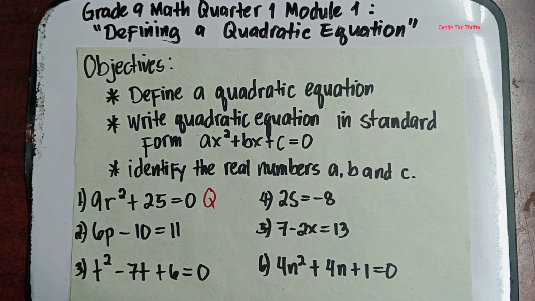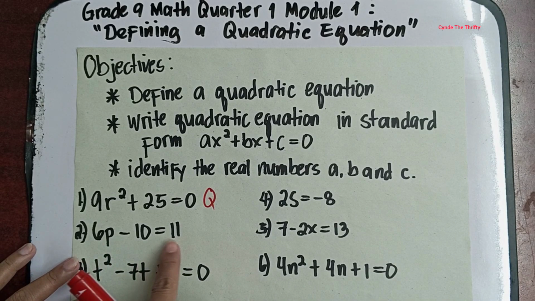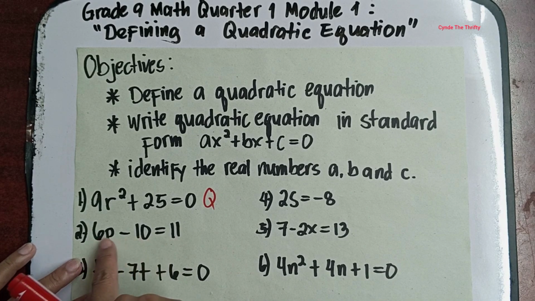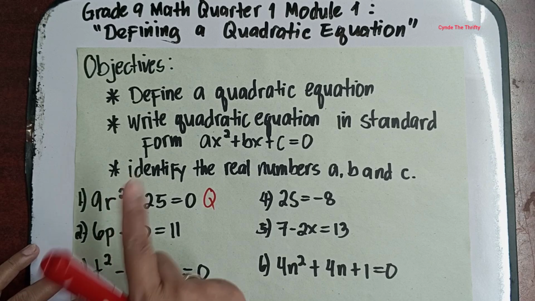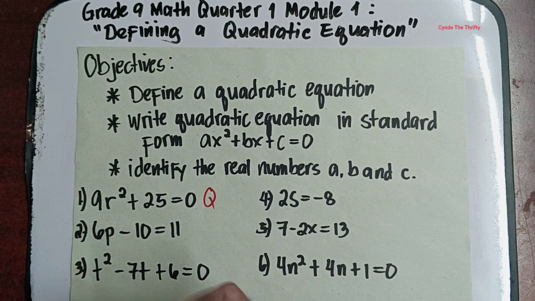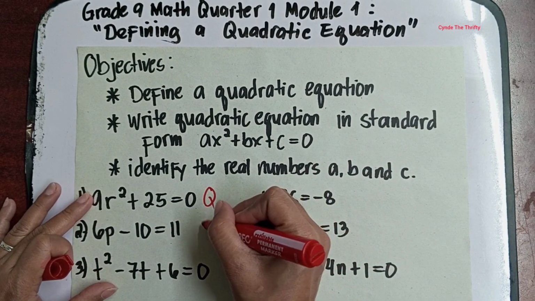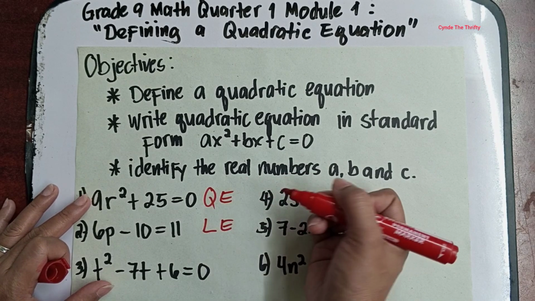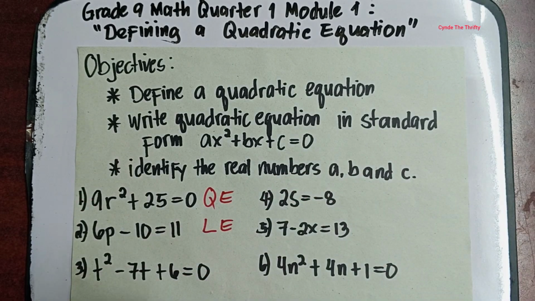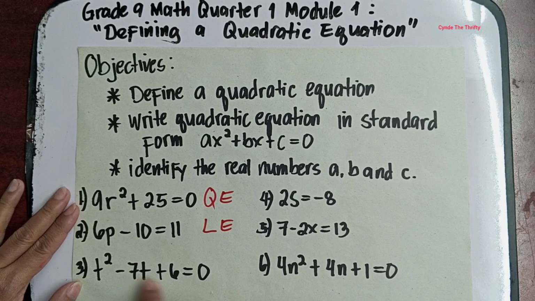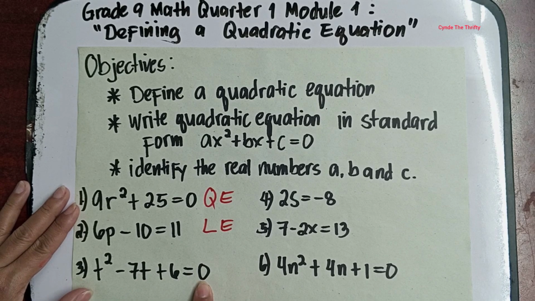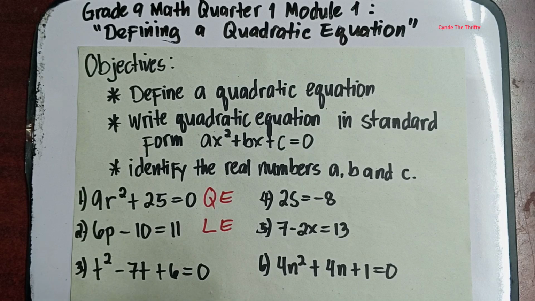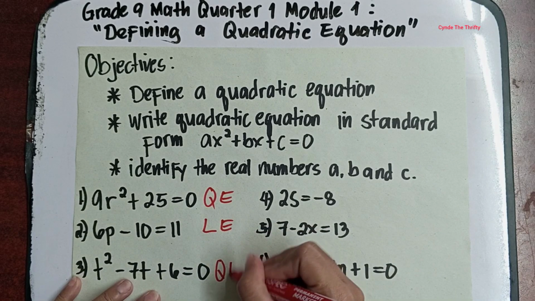And then, ang number 2, 6p minus 10 is equal to 11. So, p is 1 lang yung kanyang exponent. So, ibig sabihin is linear equation lang siya. Okay? So, linear equation, quadratic equation, linear equation. Ang number 3, t squared minus 7t plus 6 is equal to 0. So, meron tayong degree 2. Ibig sabihin, quadratic equation. So, quadratic equation.